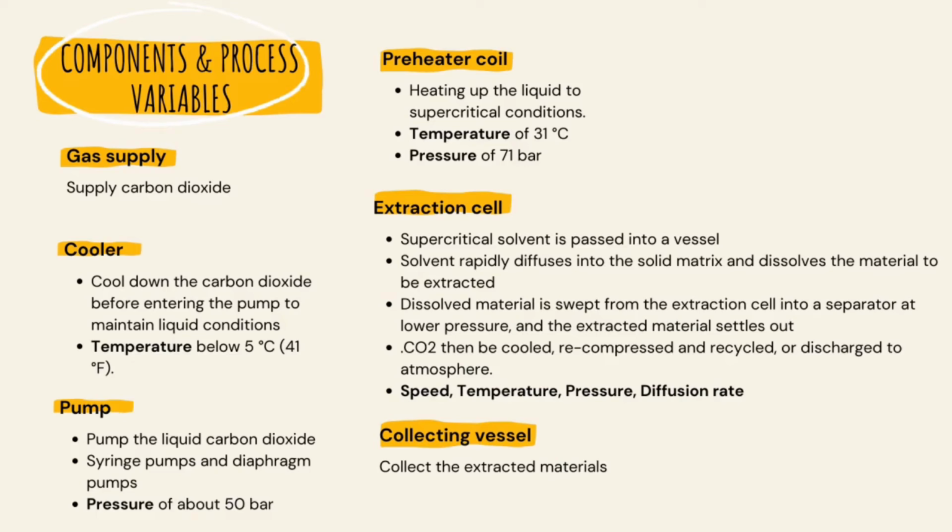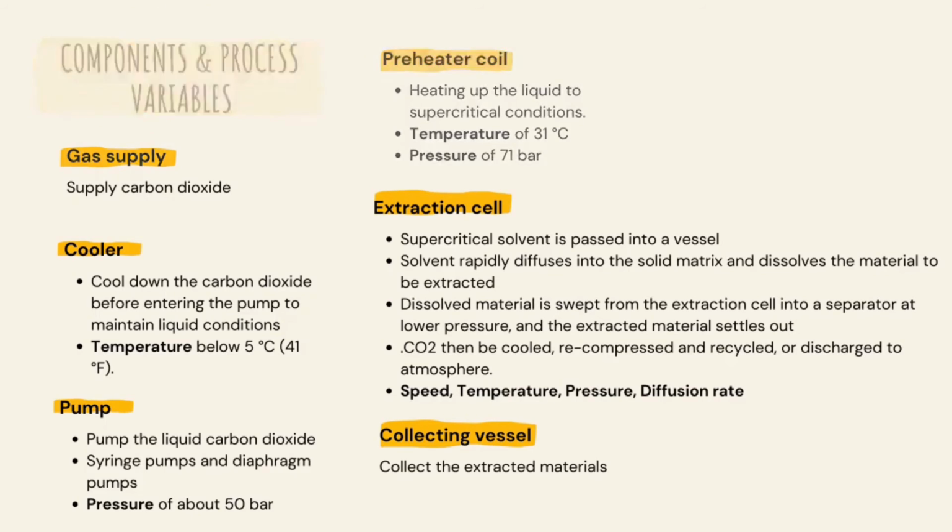The preheater coil heats up the carbon dioxide liquid to supercritical condition. In the extraction cell, the solvent passes through the vessel, diffuses into the solid matrix and dissolves the material to be extracted. Then the dissolved material settles out in a separator while the carbon dioxide is discharged to the atmosphere as a gas. Last, the collecting vessel collects the extracted material.